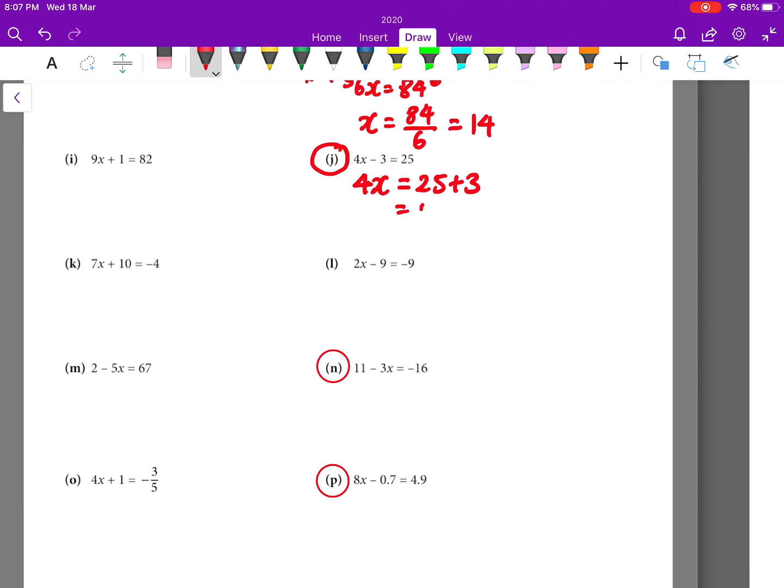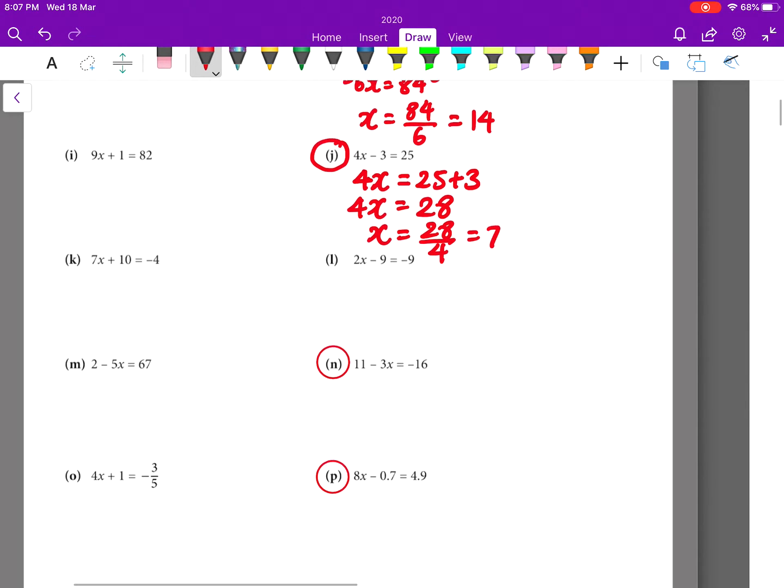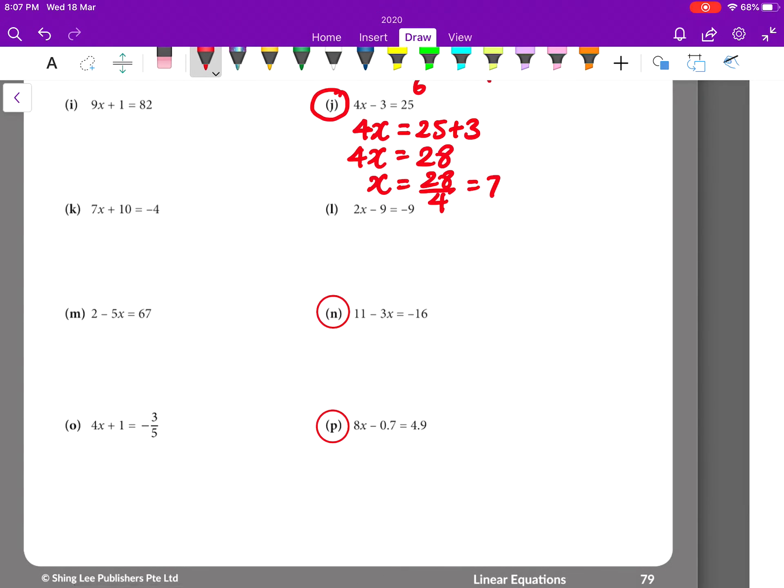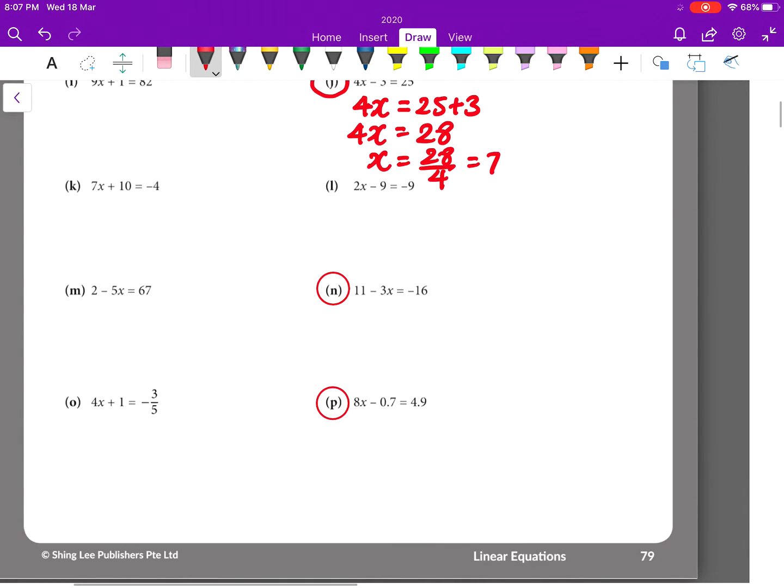So we have 28. 4x is 28. Now we have 4 times x. To get rid of the 4, we must divide by 4 on both sides. Do the opposite. So it's 28 divided by 4. We get 7. x equals 7. I'm presenting this way because there's no space. By right, you should not write 2 equal signs in one line.